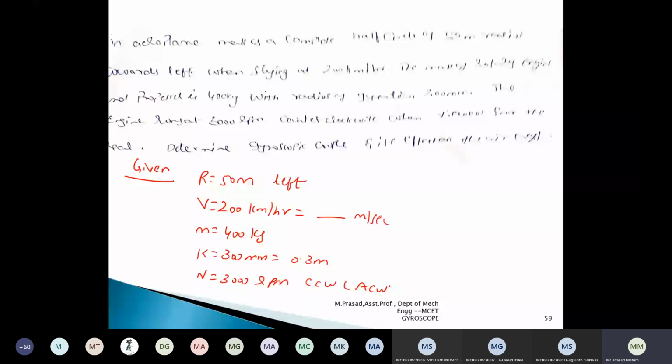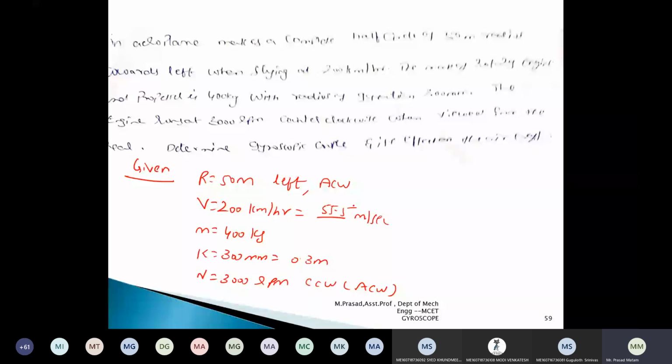So now what is the condition here? Aeroplane taking a left turn and rotating in anti-clockwise motion. So for this, you are supposed to find out the gyroscopic effect. Can anyone give this answer? Convert the velocity. We are getting this velocity as 55.5 meters per second. So now let us solve for the gyroscopic couple here.